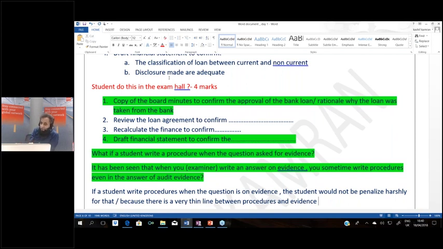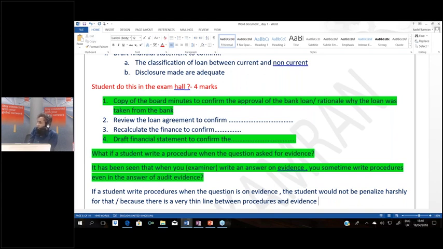So if you say review the loan agreement when you should have said copy of the loan agreement, the examiner will still give you 1 mark. So it's not about softly, harshly, Vakas. It's more about this: the meaning of the examiner mindset is that he will give you credit for that.